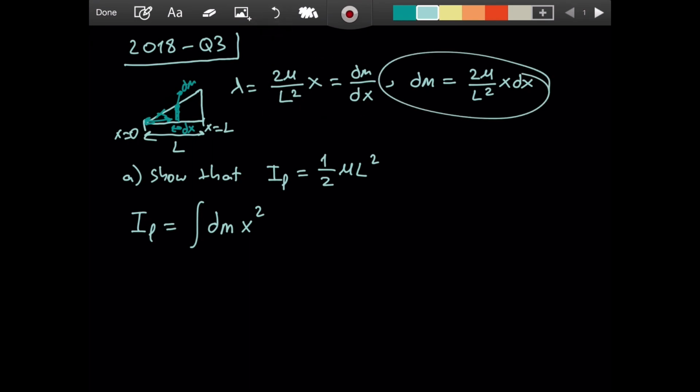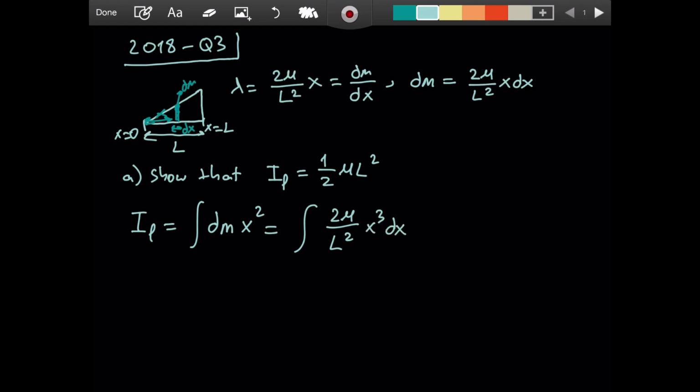I'm then going to substitute this right here. When I do that, we will have the integral of 2M over L squared. We had x here and x squared in the original integral, so that gives you an x cubed, times dx. Now the good part is we can choose the boundaries, and we know that x runs from 0 all the way to the whole length, L. How do we take this integral? 2M divided by L squared is a constant. What is the integral of x cubed dx? That is x to the 4th divided by 4. So you have 2M x to the 4th divided by 4L squared, with boundaries L and 0.